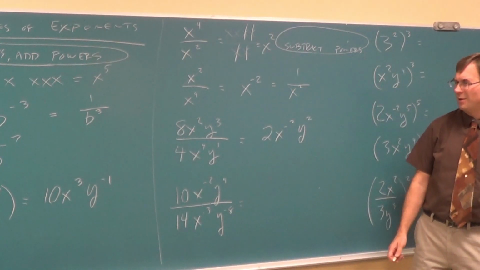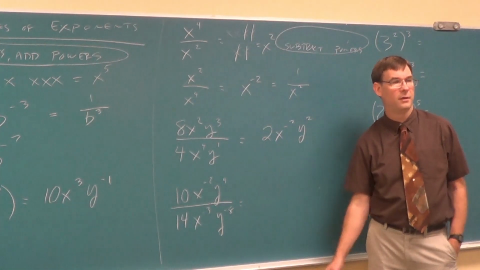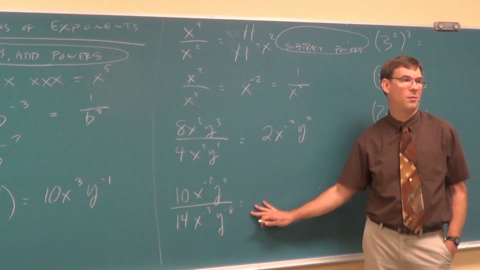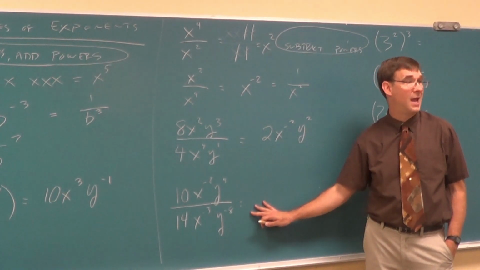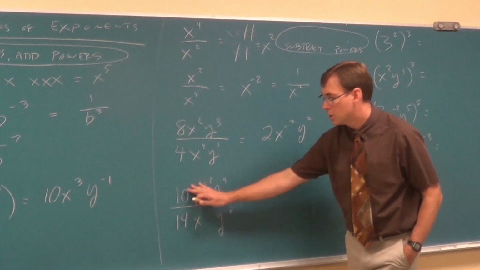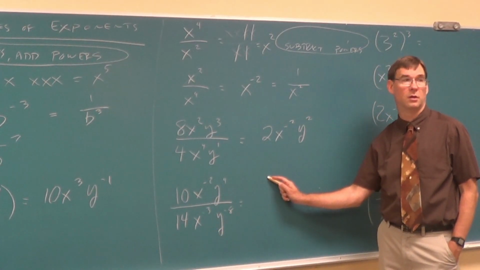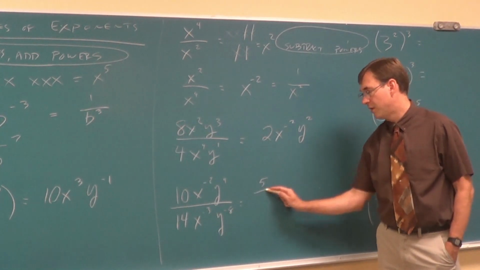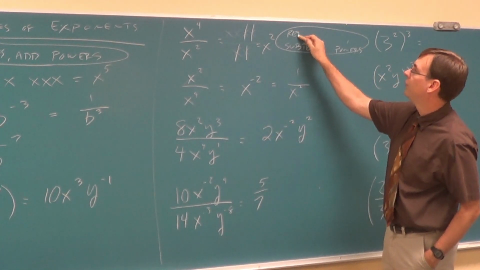Then the next one's a little weird, because the coefficients are less cooperative. Anybody have a thought on what we need to do about that? You have to find something other. Yeah. Who would that be? 2. 2 can go into both of those. So what are we going to come out with as an answer? 5 over 7.